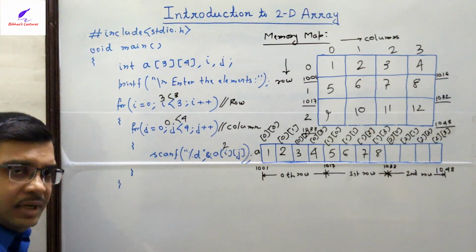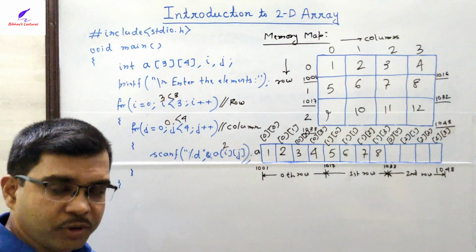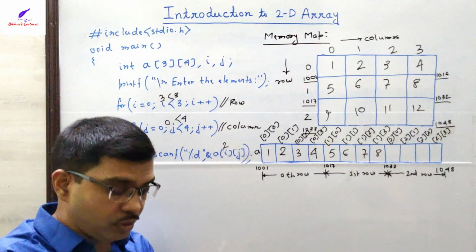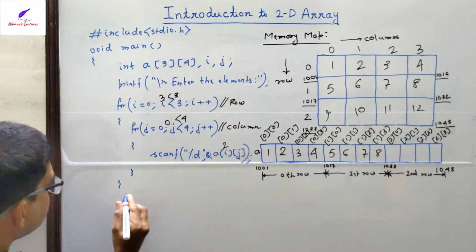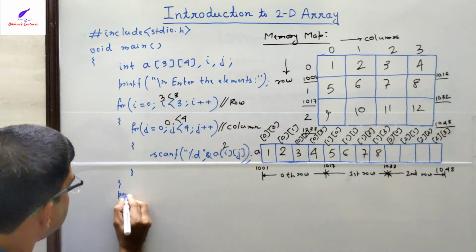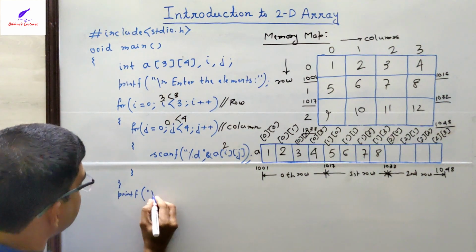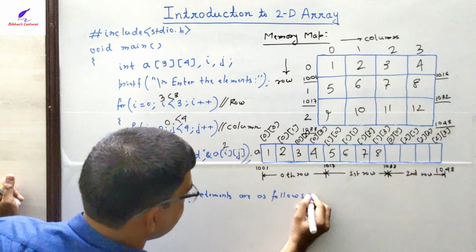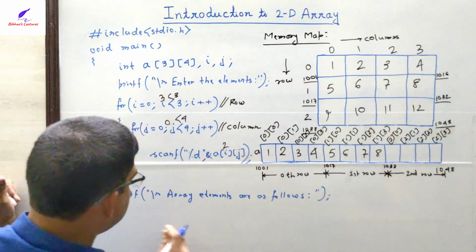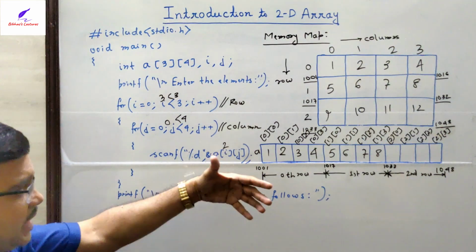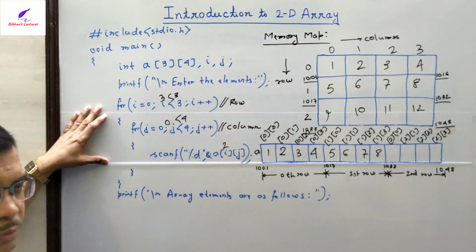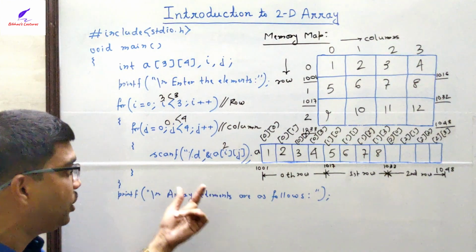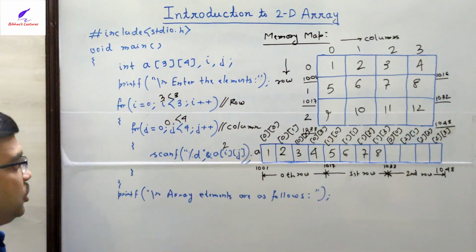Now after accepting the values, it is our responsibility to print those values, to check whether the values that we have supplied have been stored properly or not. So again we have to print a message in front of the user. We will call the printf function: Array elements are as follows. Now if you want to print the elements, you have to again execute the same 2 loops, but instead of calling the scanf function, this time we are going to call the printf function. So that is the difference.